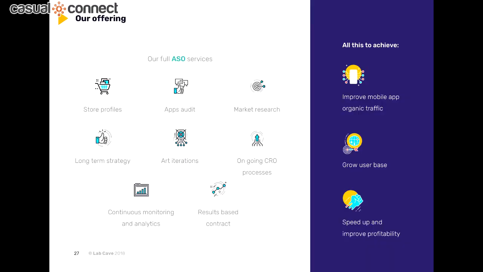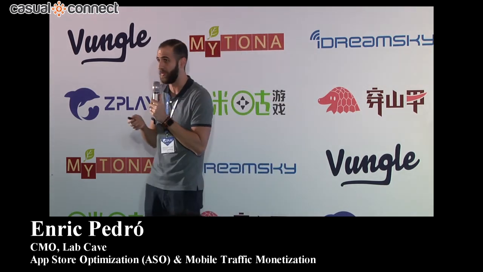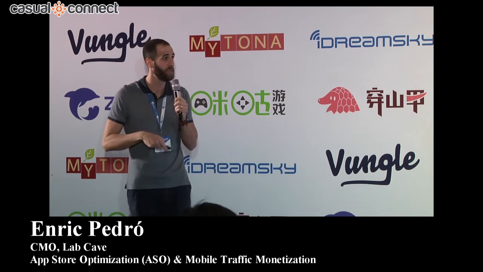At Lab Cave, we are offering a full ASO service. Some of our clients want us to just work on their keyword research analysis. Other clients want us to help on their conversion rate optimization and so forth. My point with this slide, and we covered that on the previous slide, is that you want to really cover every single thing here. Otherwise, it's unlikely that you will achieve good results doing ASO.